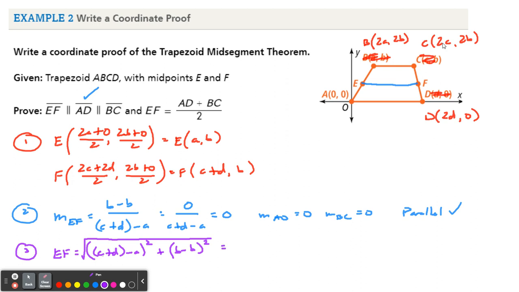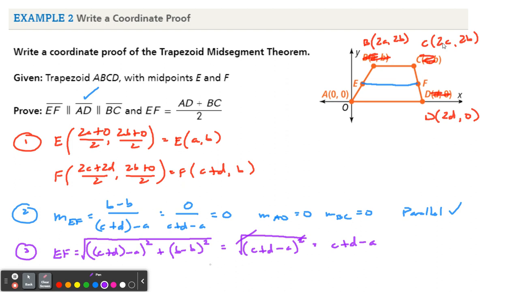Now here, this does not simplify, just C plus D minus A squared. But here, B minus B is 0, that goes away. So you only have the first thing under the square root, and it's being squared. So they'll actually cancel, and you get C plus D minus A. That's how far this is. Now, we can find the length of BC and AD similarly, just by counting. Because they're horizontal, we could have also counted that. We could have just taken the x of F and subtracted the x of E. That's how you find a distance horizontally.